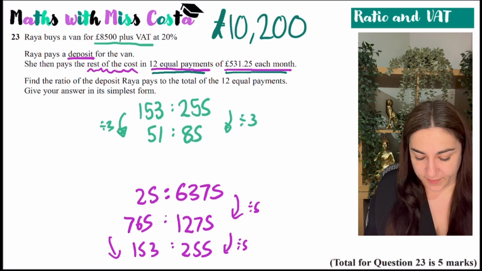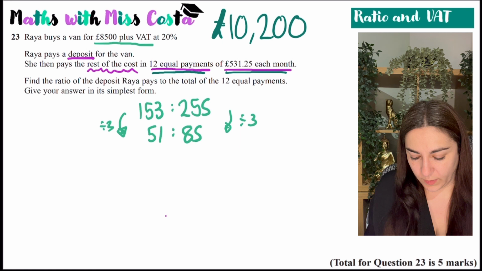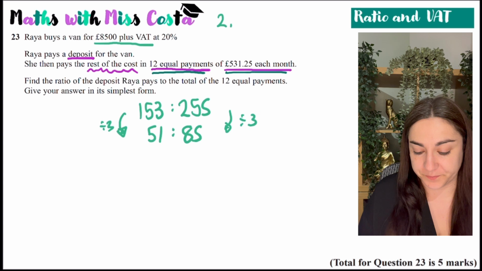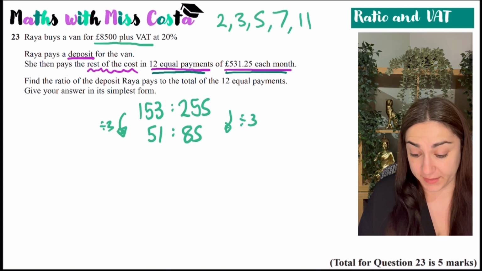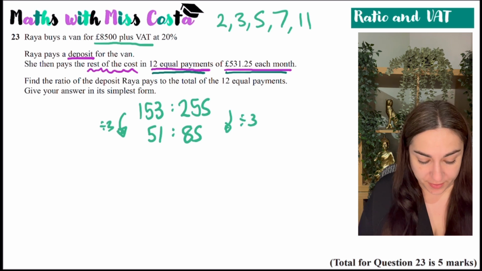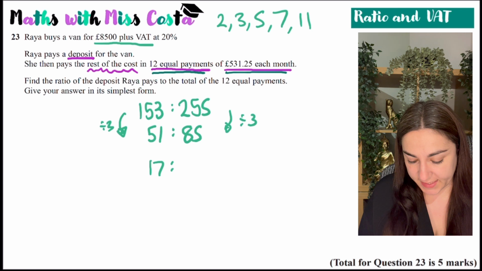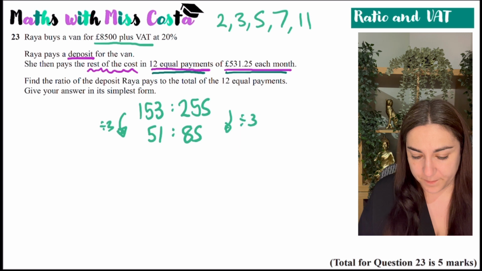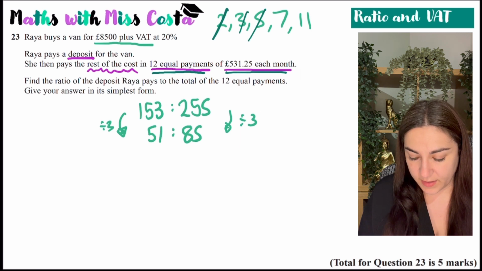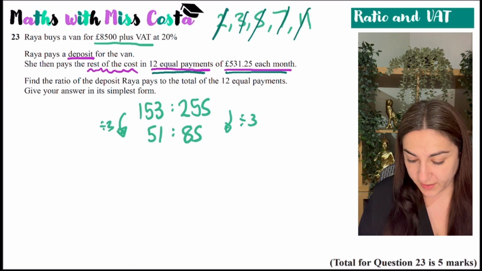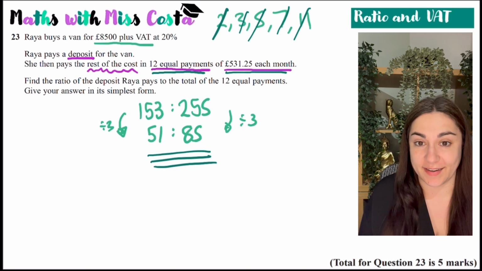This looks like we might not be able to get any further. When you're simplifying, and just when you're dividing in general, it's always best to use the prime numbers because you just get there a lot quicker. So let's try 3 again. 51 divided by 3 is 17, but 85 divided by 3 doesn't work, so I can't divide by 3. I can't divide by 5. Let's try 7. 51 divided by 7 is not going to work. 11's not going to work. So that's the simplest I can make it. So 51 to 85.